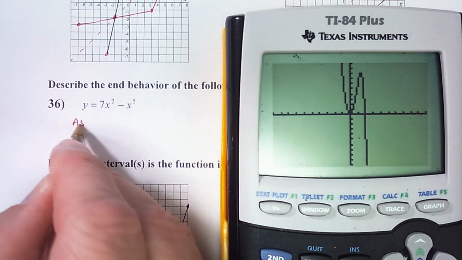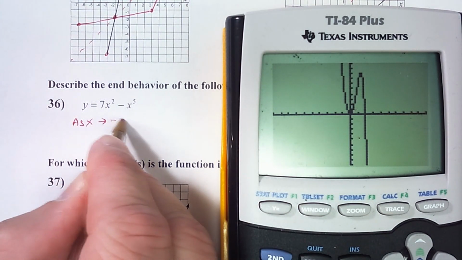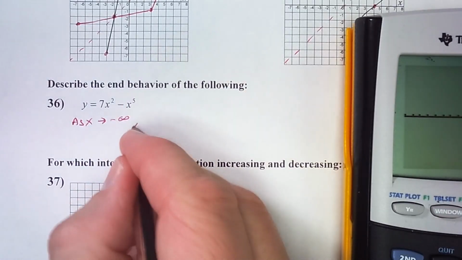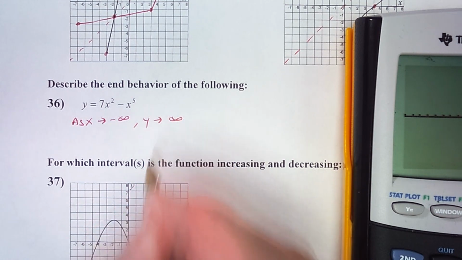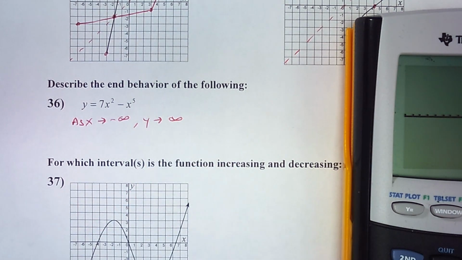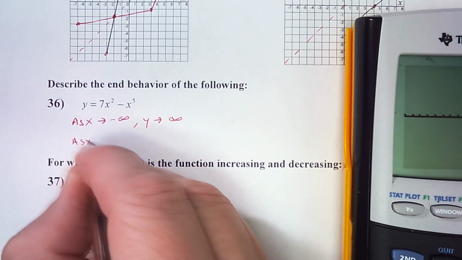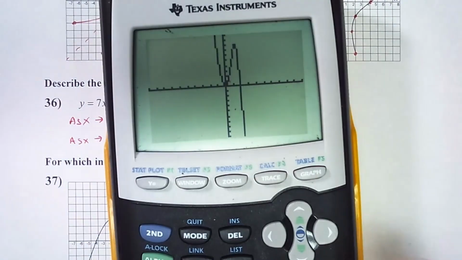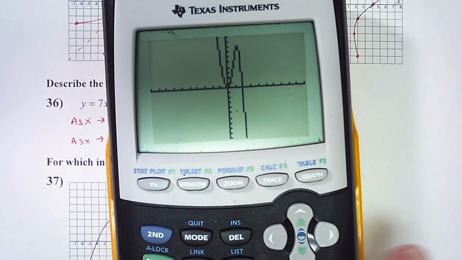On the left side, as x approaches negative infinity, this is going upward. So y approaches positive infinity. On the right side, as x approaches positive infinity, y is going down, so it is approaching negative infinity.